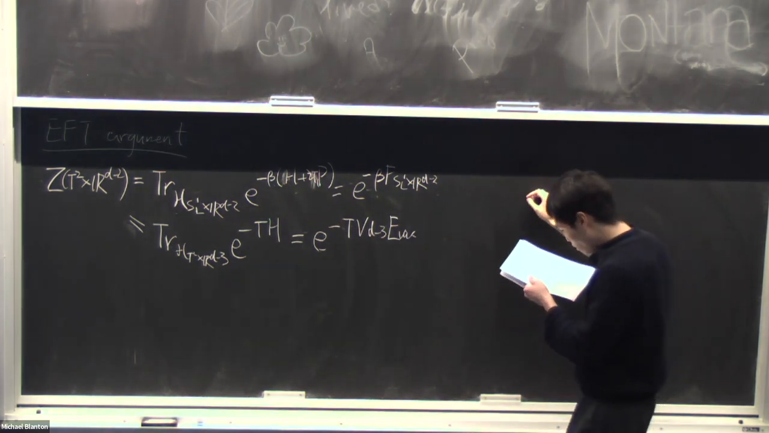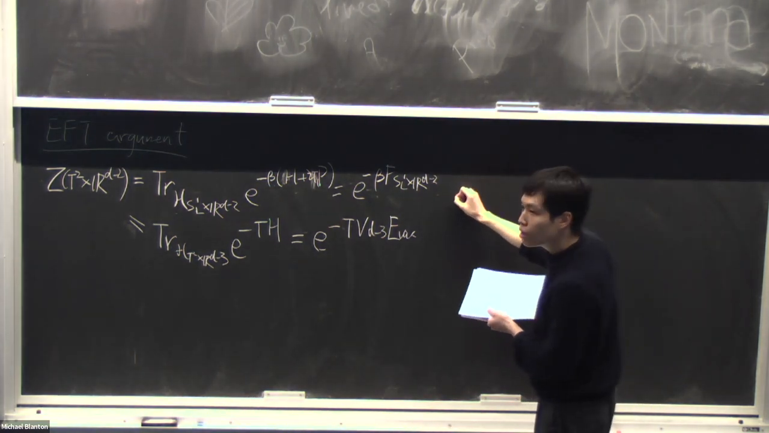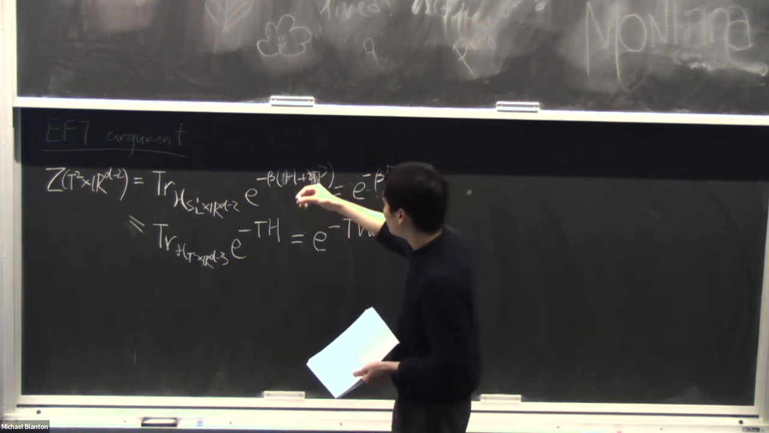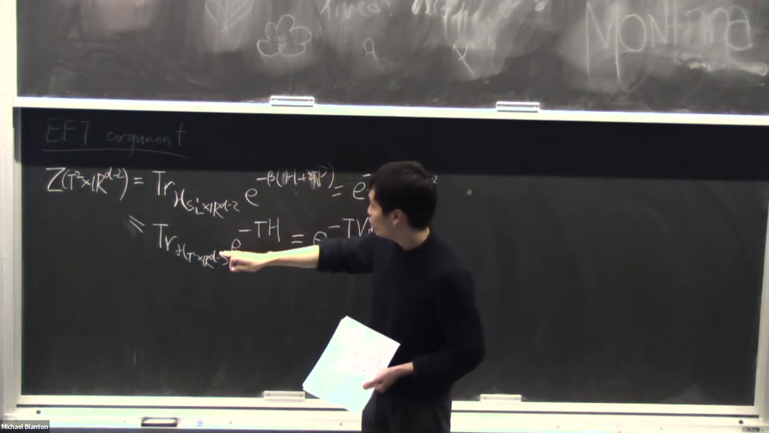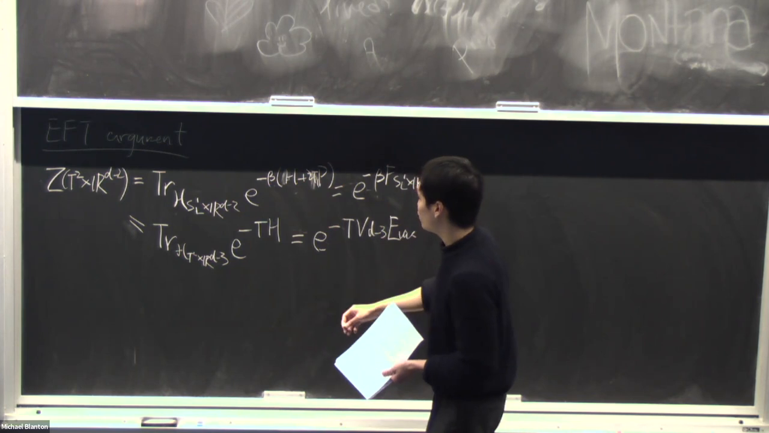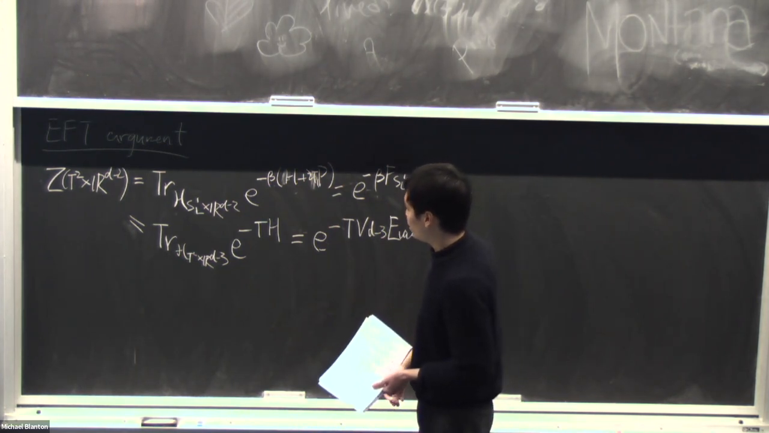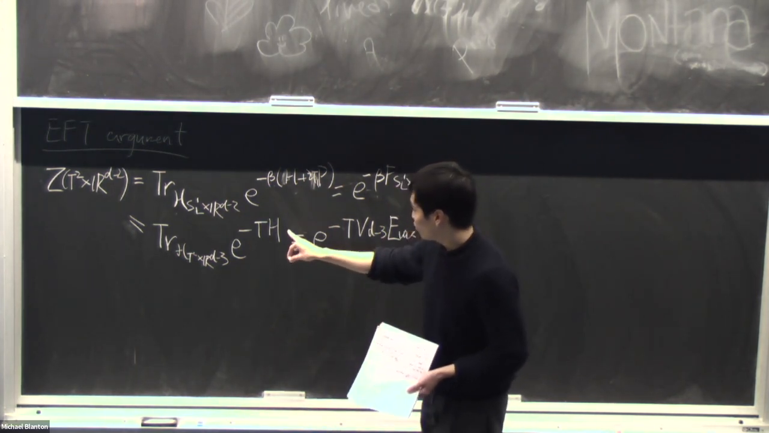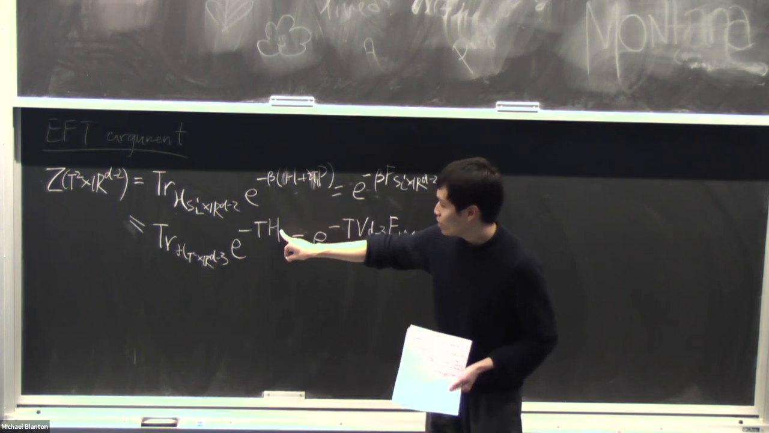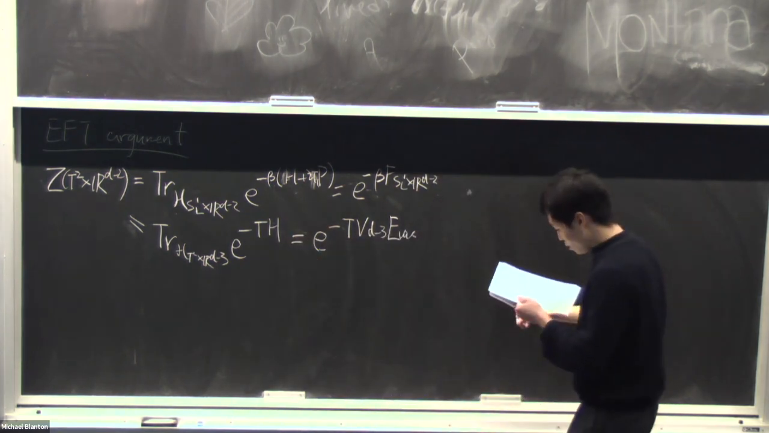The Hamiltonians in the first line and second line are different, right? They are defined on different spatial manifolds. I just neglected the label here.